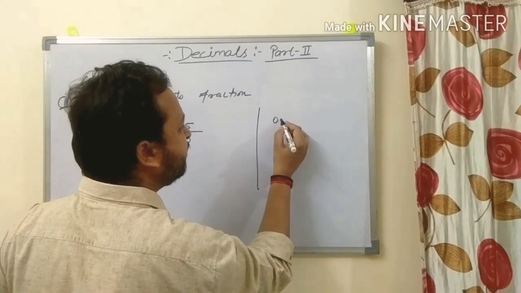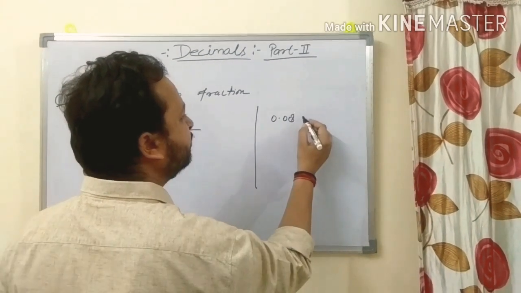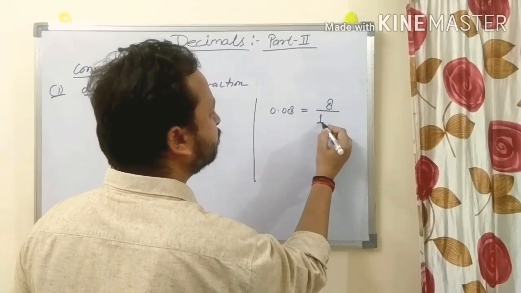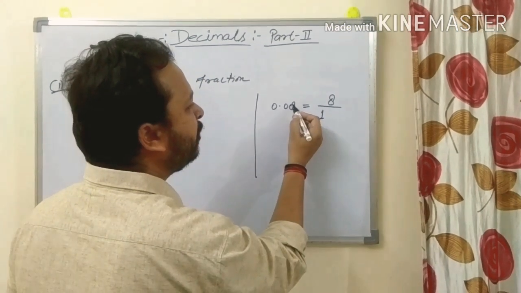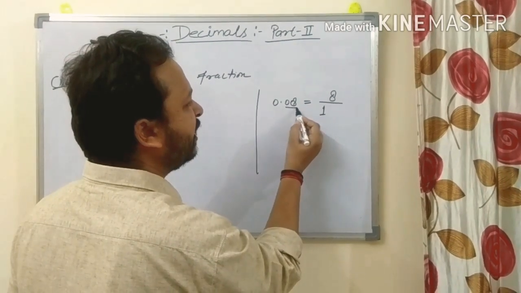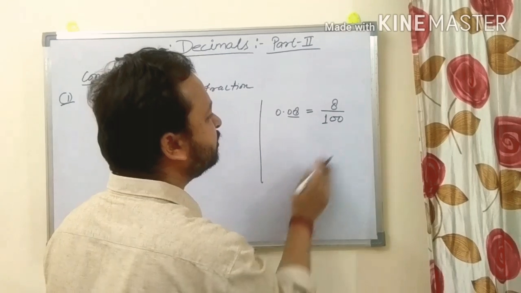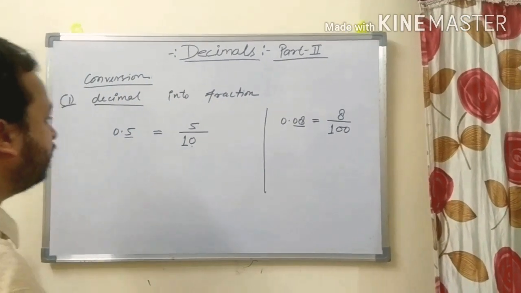Suppose a number is given as 0.08. So what you have to do is write 8 and write 1 also in the denominator. Put as many zeros as there are decimal places in the given number. So there are 2 decimal places, so put 2 zeros here.